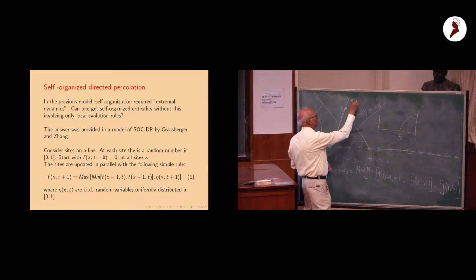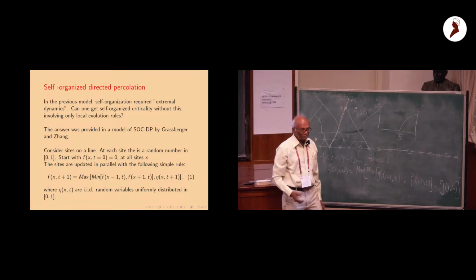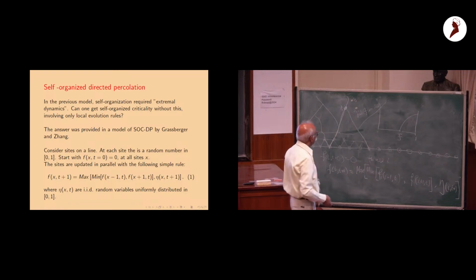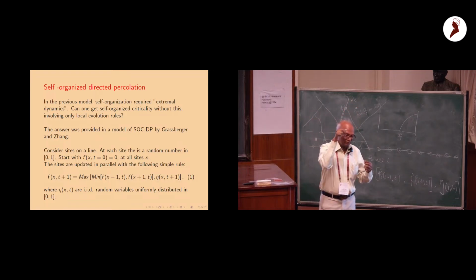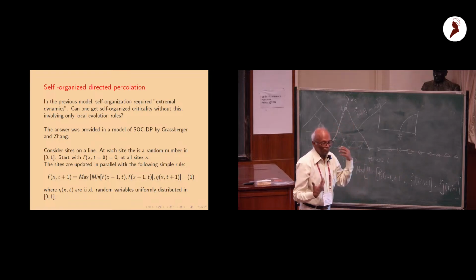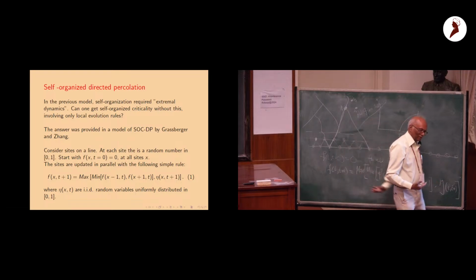This site has a value eta. If eta is less than f1 or f2, then the lowest path is f1 or f2. But if eta is bigger than either of these, then my value is eta, because if I want to go below, I have to have value eta. So that is the rule. Min of these and max of that.